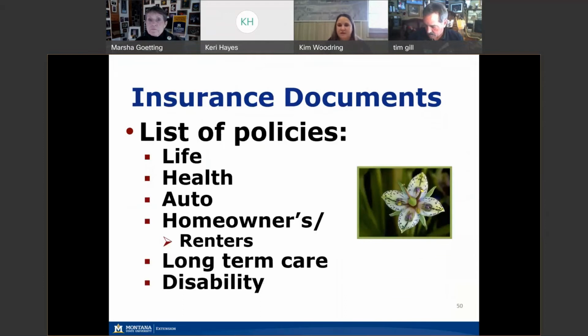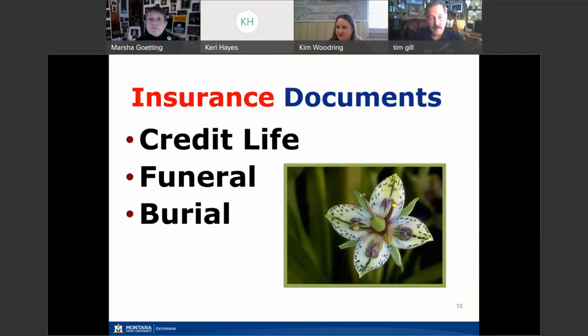And you also want to have a list of your policies: life insurance, health insurance, auto insurance, homeowners and renters insurance, long-term care and disability. And some of your insurance docs could be your credit life, your funeral insurance, and your burial insurance.